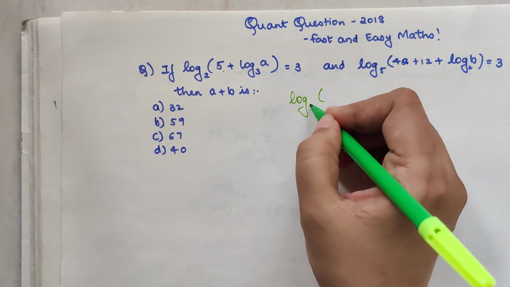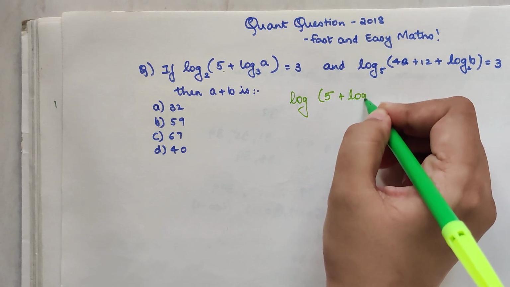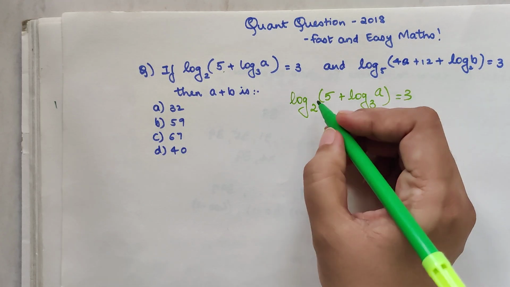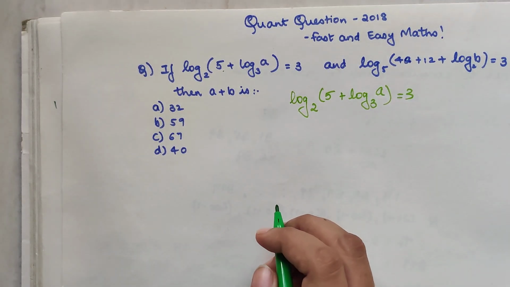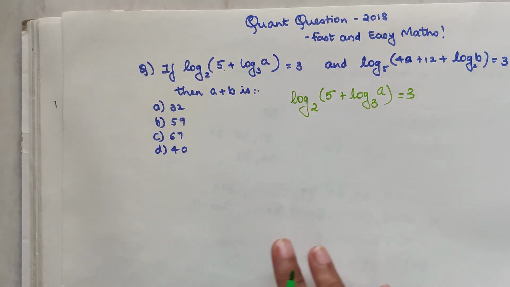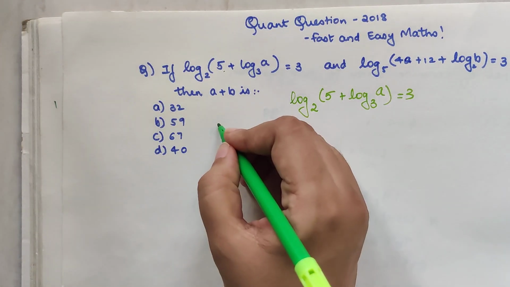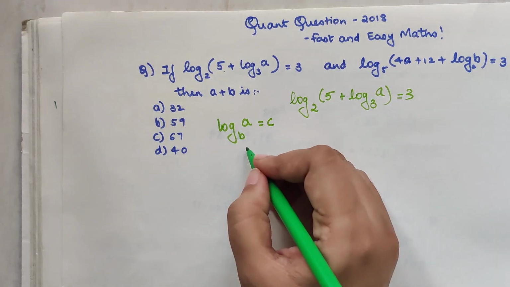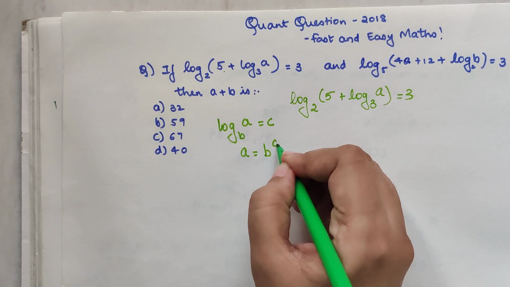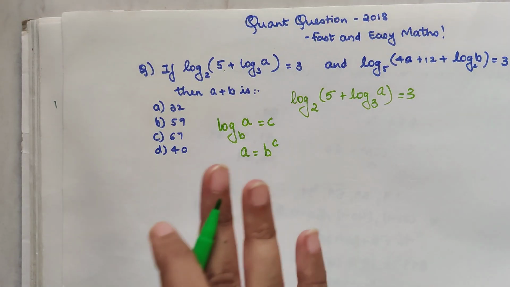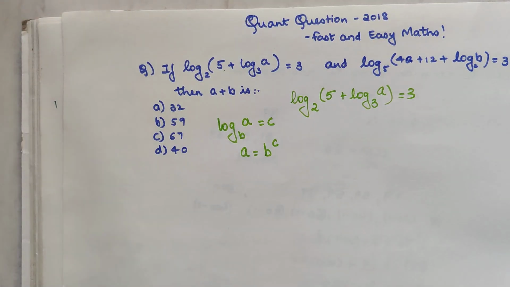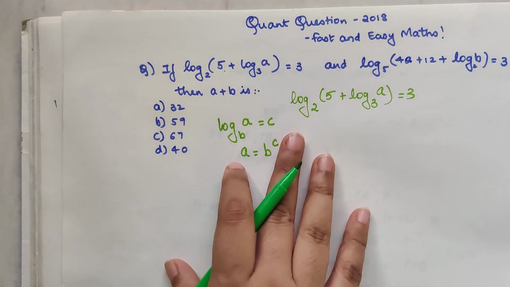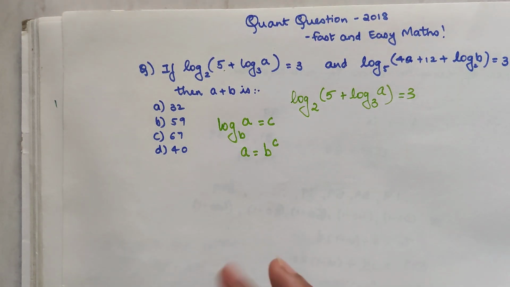So we have log of (5 plus log of a to the base 3) to the base 2 is equal to 3. Okay, now please understand there is a law of logarithm where if you have log of a to the base b equals c, then I can say a is equal to b raised to c. This is very important because the maximum number of questions in CAT do take this law into consideration. If you know this law, then you will be able to solve a lot of questions based on logs.